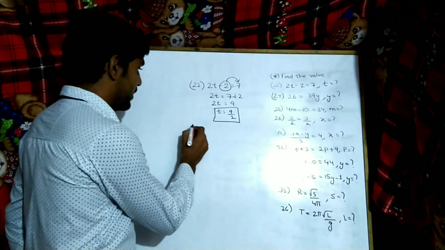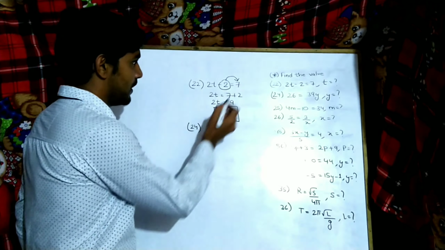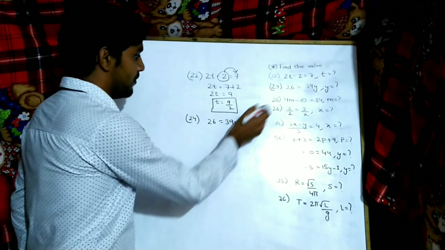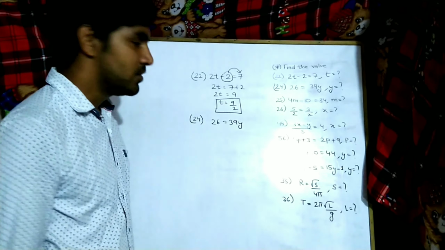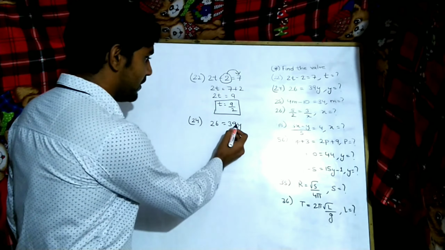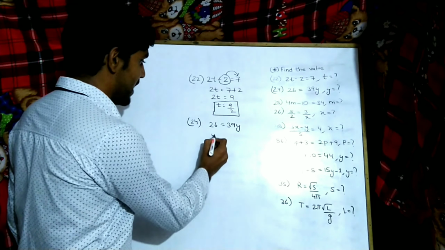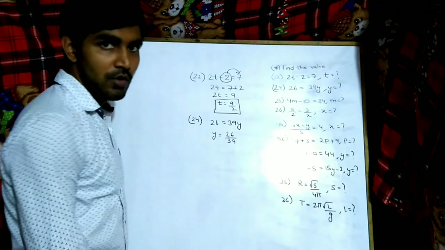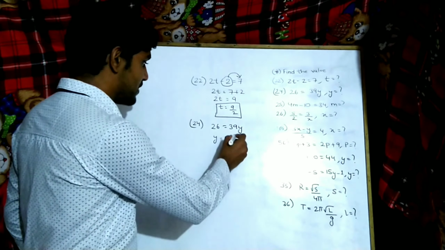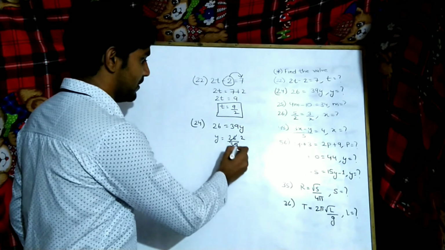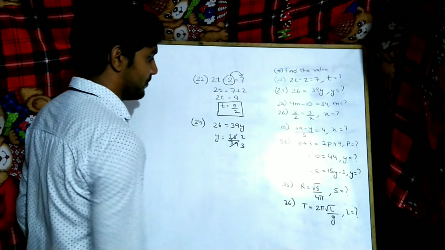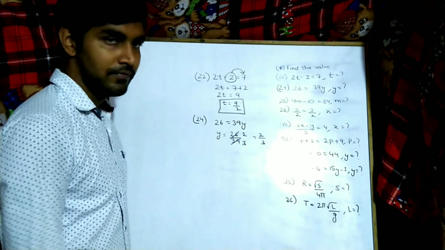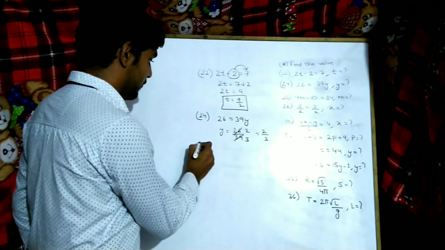Now let's do 24. 26 is equal to 39y. We have to find the y value. So this multiplication goes to that side and becomes division. So y is equal to 26 by 39. So in the 13 table, 13 2s are 26, 13 3s are 39. So the answer is 2 by 3. Clear?